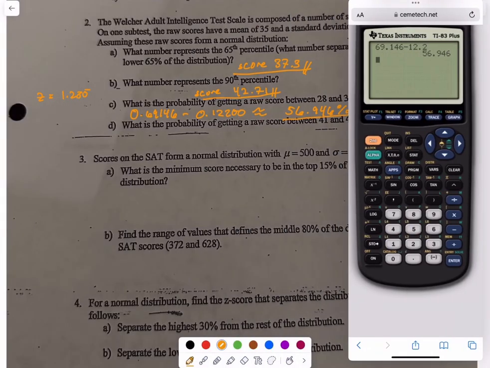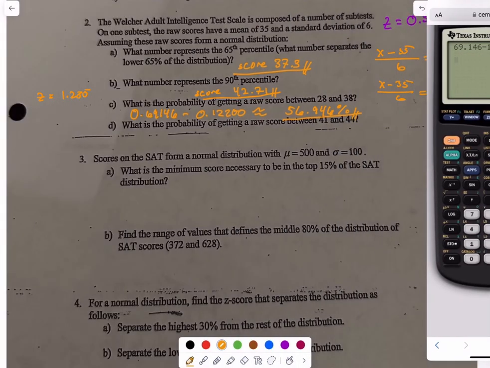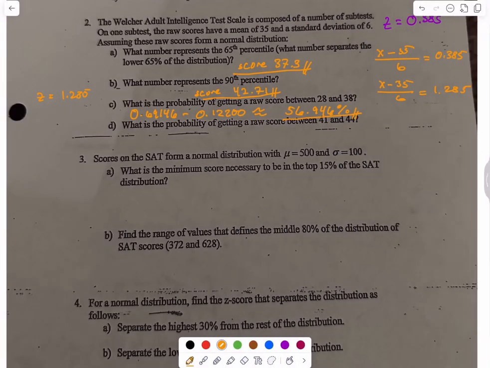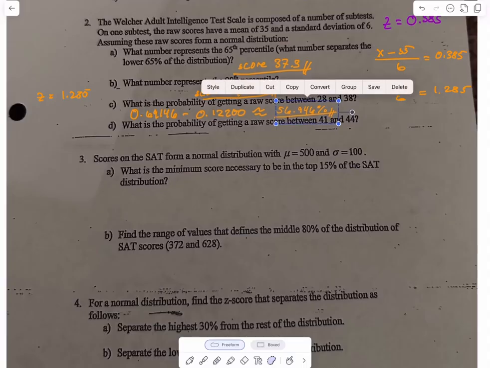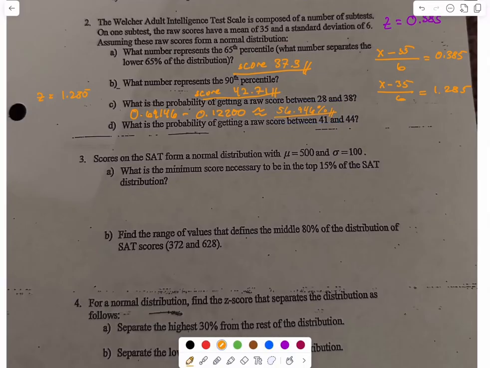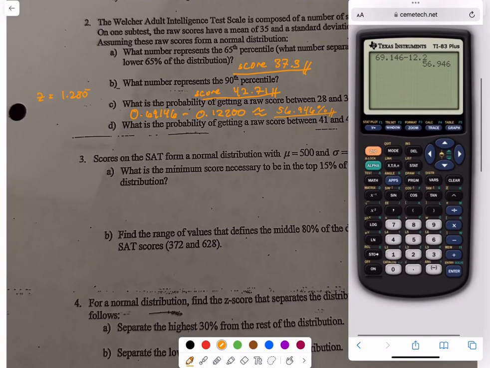Okay. And then what's the probability of getting a score between, it looks like a 41 and 44. Let me change the size of this. Okay, so same deal. All right, let's do the 44 first.